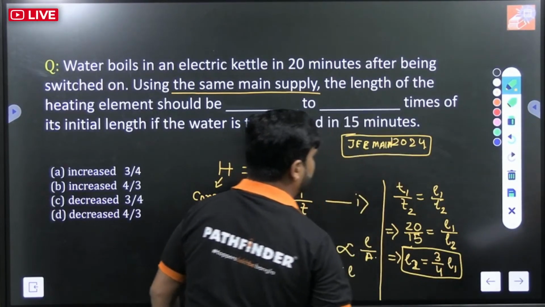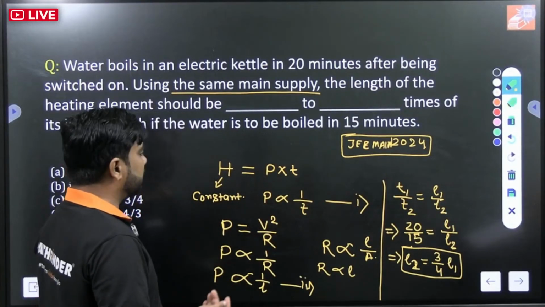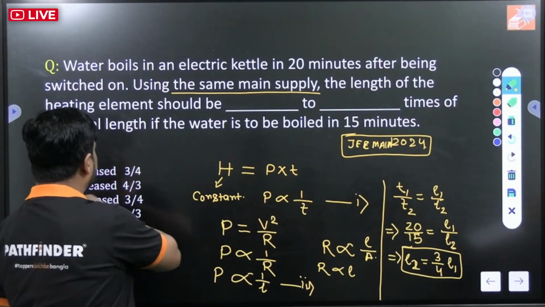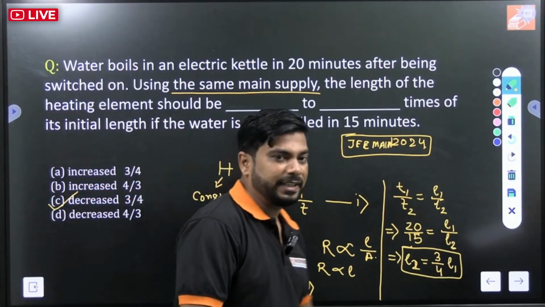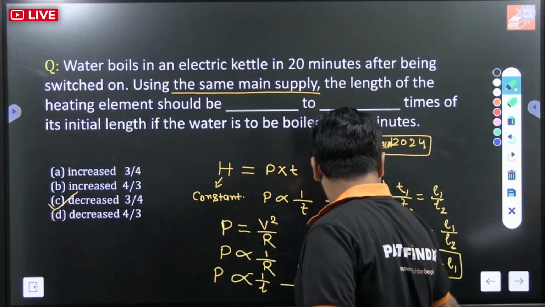So what is happening to the length? The length is basically decreasing. It becomes 3/4 of the original length. So option C is your correct answer. So let's move to the next question.